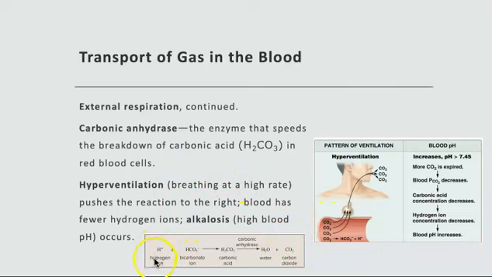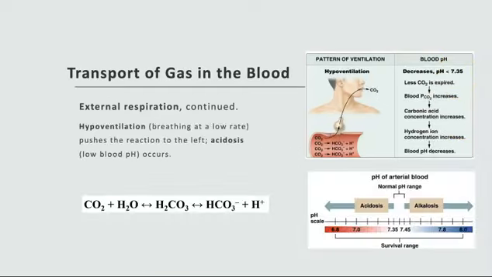So it helps to push the reaction over to the right side, meaning that we have excess excretion of carbon dioxide from the lungs, and that's going to mean that we have lower concentration of our hydrogen ion, which is going to cause an increase in pH. So that leads to alkalosis. And here we can see the pH has increased to 7.45, or it could go higher than that if it continues. So what about hypoventilation?